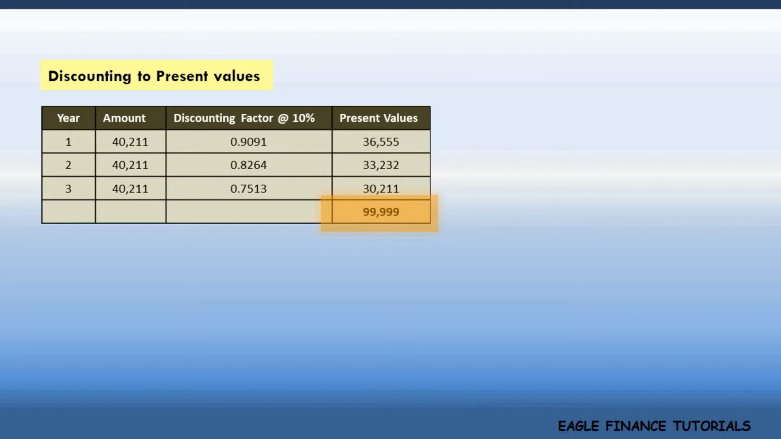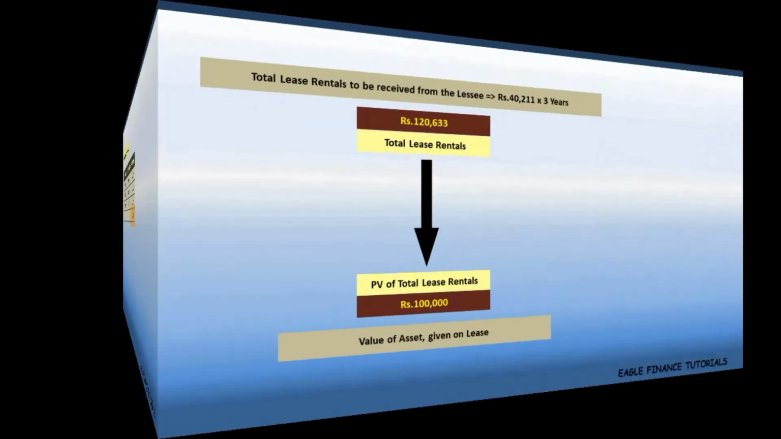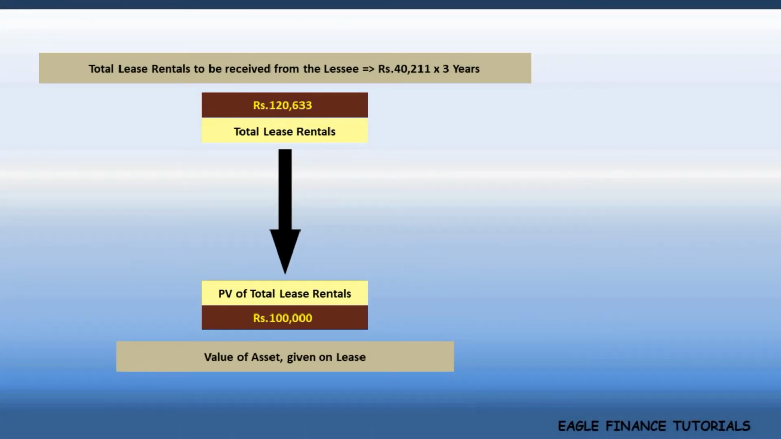Now, we shall pull out the picture we saw earlier. The total lease receivables are known as gross investment in lease. Their present values, which is also the value of leased asset, is the net investment in lease.